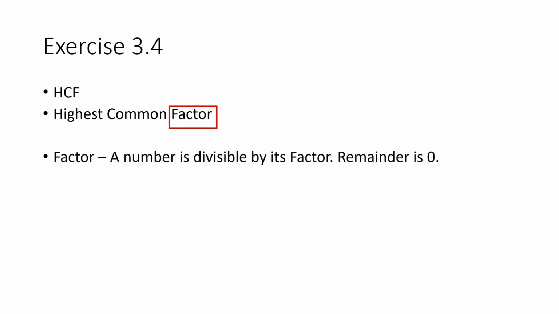Before we start working on exercise 3.4, let us do a quick revision of HCF. What does HCF mean? Highest common factor. Let us look at each of the words in highest common factor. Factor. A number is divisible by its factor. The remainder is always 0 after we divide a number by its factor.